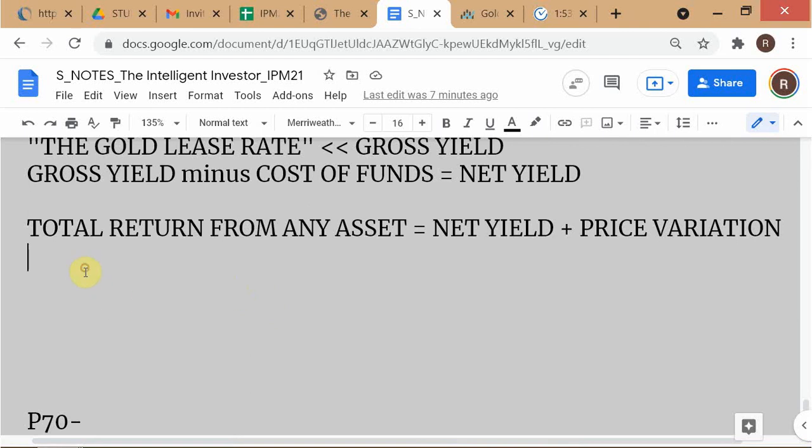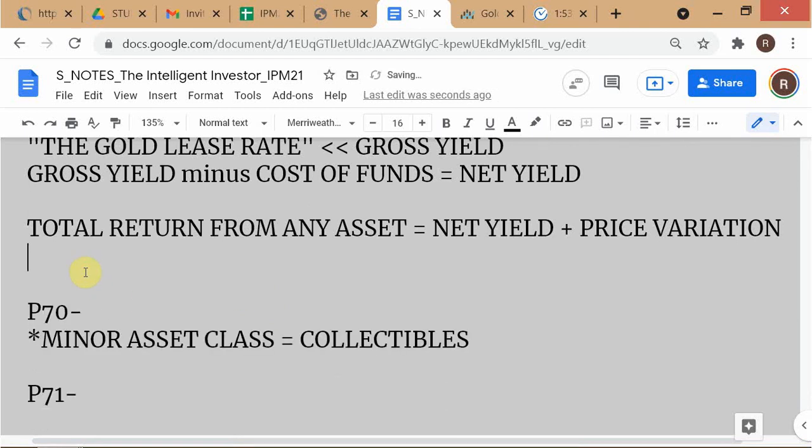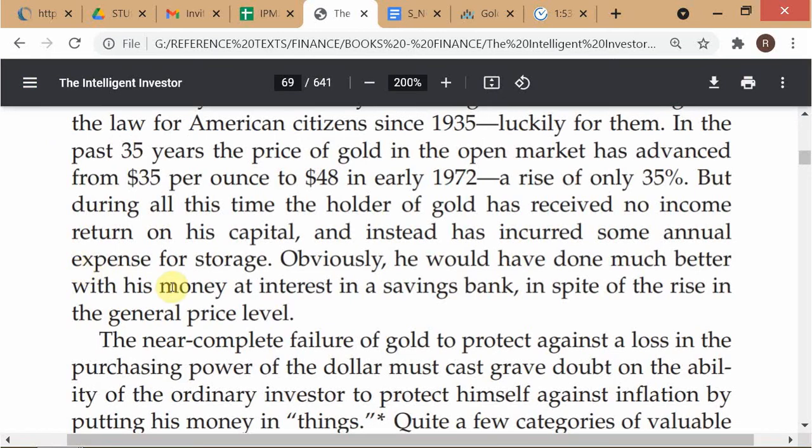All right, so let's look at some other pages. One sec. Okay, now let's go to the next. See here what else he's saying.